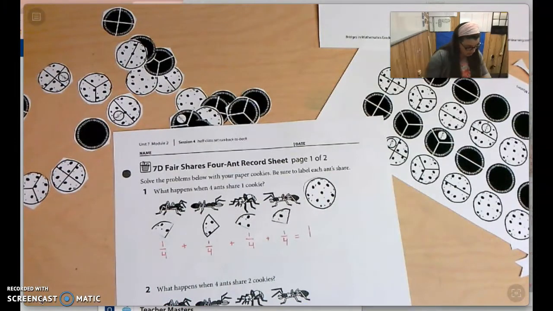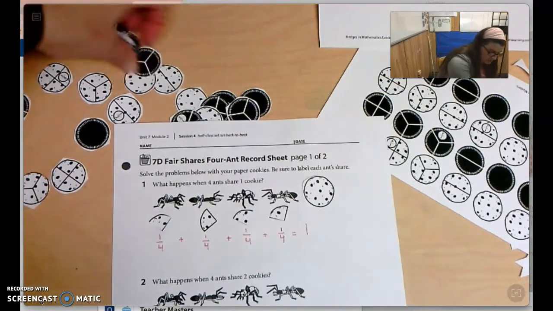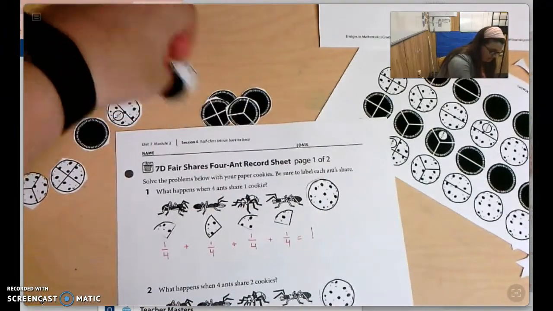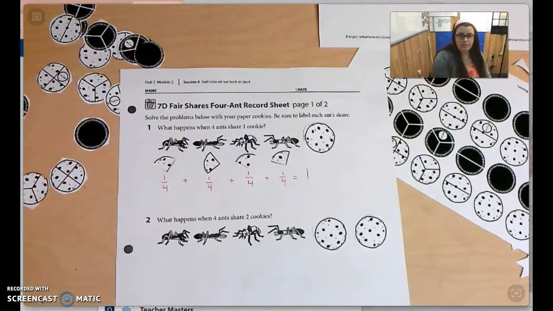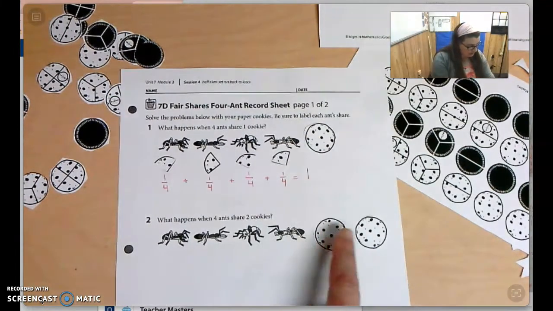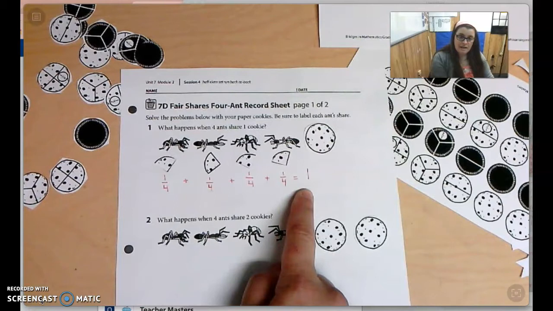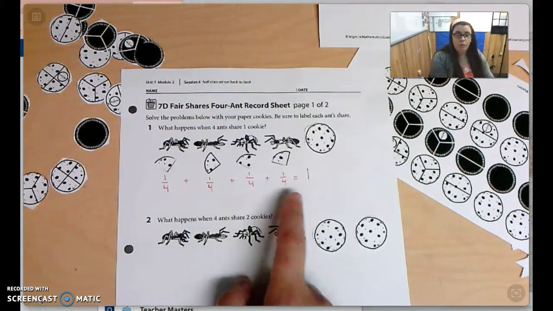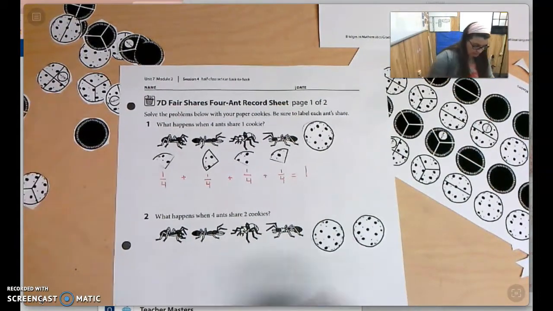All right, so now what happens when 4 ants share 2 cookies? So the 2 cookies are like this. And this is a little bit trickier, right? Because we're not thinking about 1 cookie anymore. We're thinking about 2 cookies. But I can lean into my understanding with the 1 cookie. And I know that with 1 cookie, they're each going to get 1/4. So I'm going to think about this cookie first.